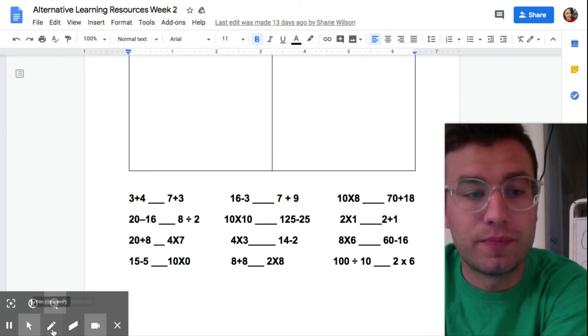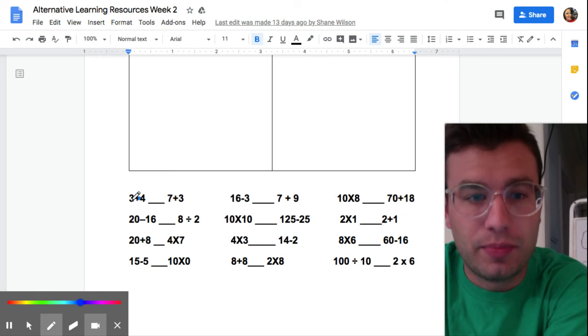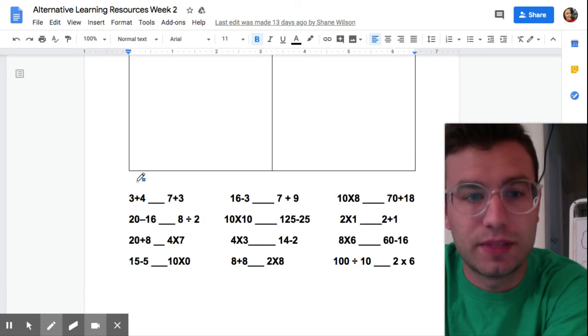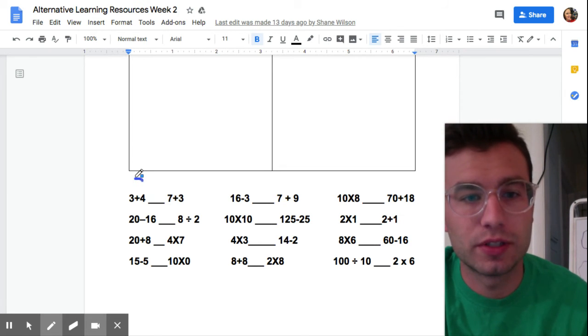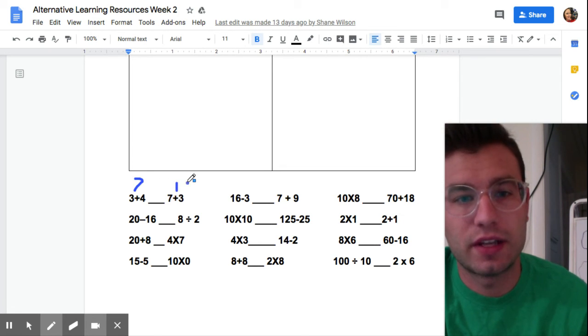So for example, 3 plus 4 blank, 7 plus 3. Okay, you have to tell me if it's equal or not equal. 3 plus 4 is 7. 7 plus 3 is 10. Is that equal or not equal? Well, it's not equal.